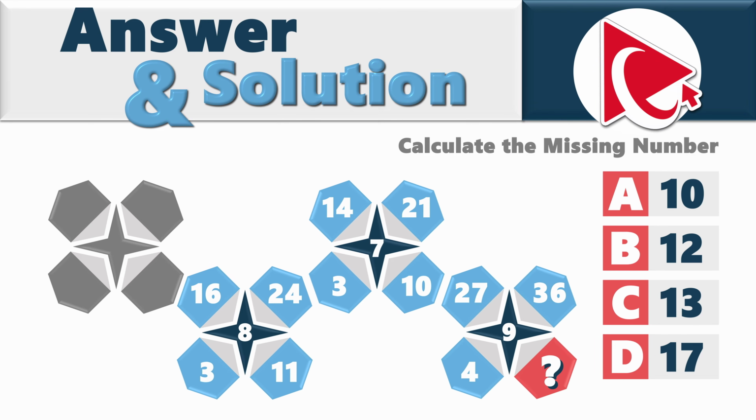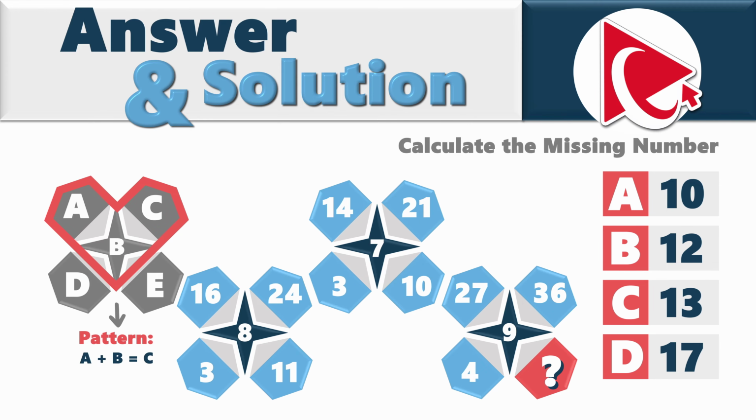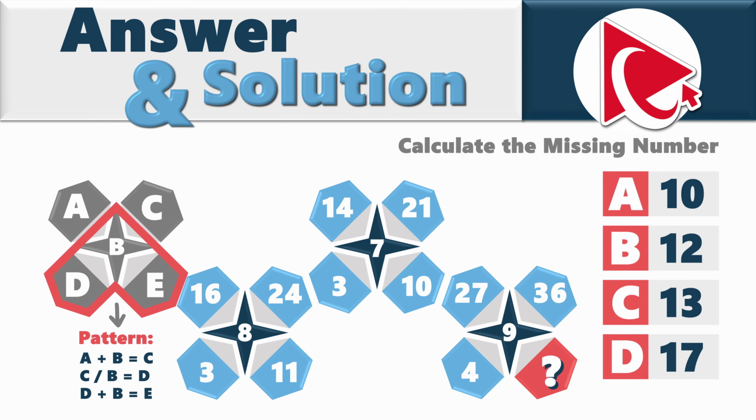Instead of digits, let's add letters here, so I can reference them in the calculations. Let's add letters A, B, C, D, and E. And the pattern here is that A plus B equals C, C divided by B equals D, and D plus B equals E. Let's look at the first shape as an example.